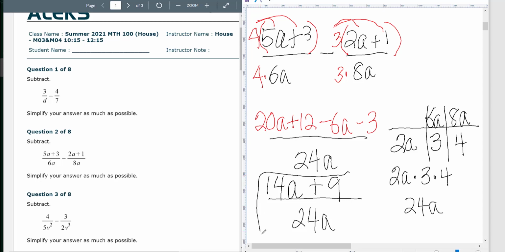Again, there's no way to reduce this since there are no common factors in the numerator that can reduce with a common factor in the denominator. These numerator expressions are terms. 14a is a term and plus 9 is a term, and they have to stay together. So that's my final answer.